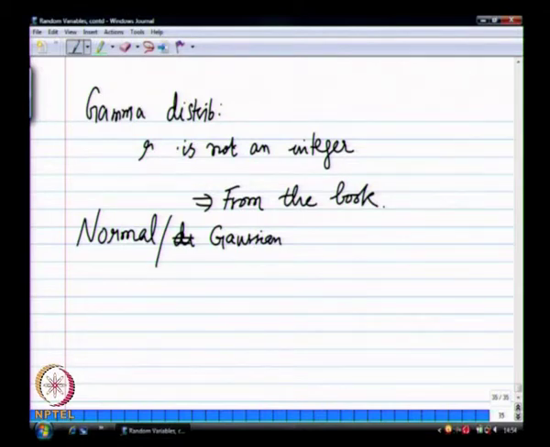So normal or Gaussian is the one that we all know, right? The one that we hope that every time I do my grading, we have this perfect bell curve for doing the grading.